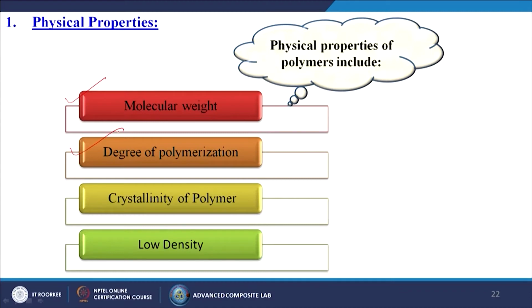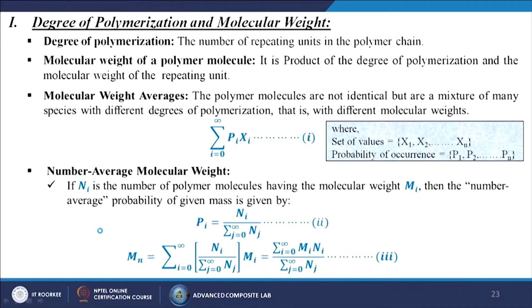First we are going to start with the physical properties. Physical properties include molecular weight, degree of polymerization, crystallinity of the polymer, and density. Together these are known as the physical properties of a polymer. First, degree of polymerization and molecular weight. We first have to know what the degree of polymerization is. The number of repeating units in the polymer chain is known as the degree of polymerization.